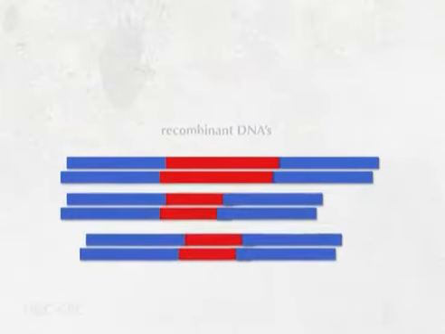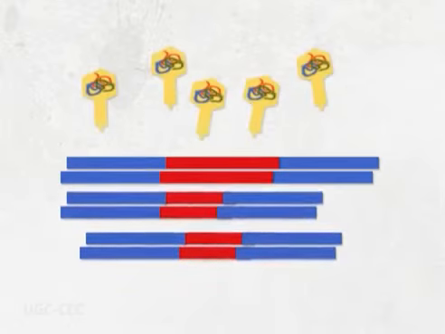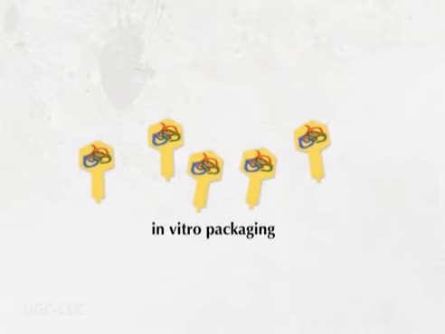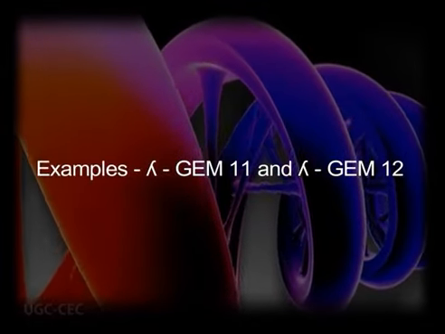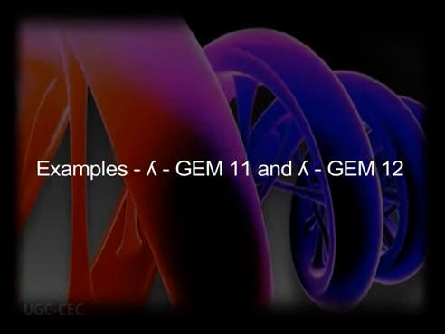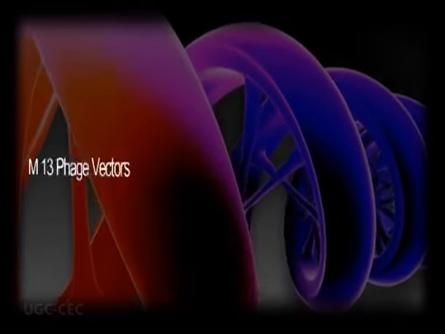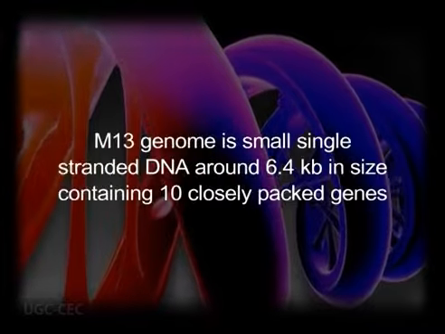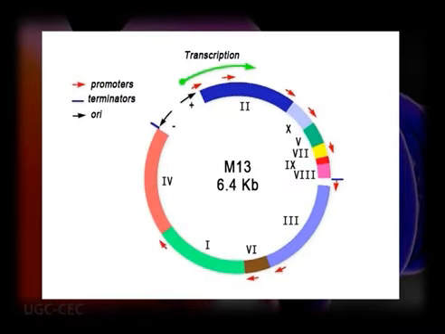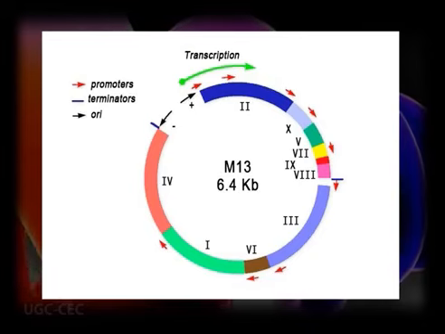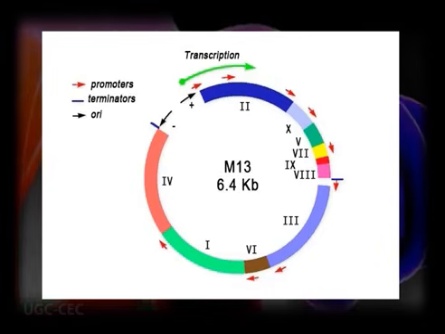A DNA fragment of 20 to 25 kilobase can be accommodated in a replacement vector. Examples are lambda GEM11 and lambda GEM12, etc. Then another phage type is the M13 phage vector. The M13 genome is a small single-stranded DNA around 6.4 kilobase in size, containing 10 closely packed genes.